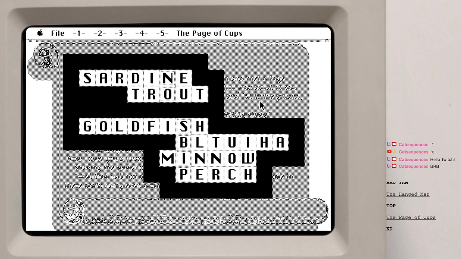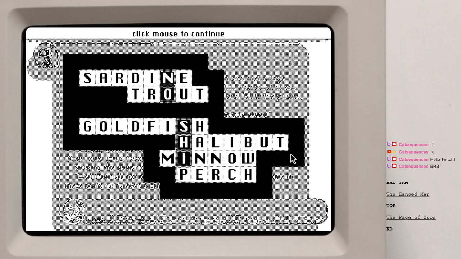Here we are. Right, so yeah, it does make sense. So this has got to be a ship, so it's got to start with H, so it's a halibut. Okay. Oh, no ship! Oh dear, that doesn't sound good.